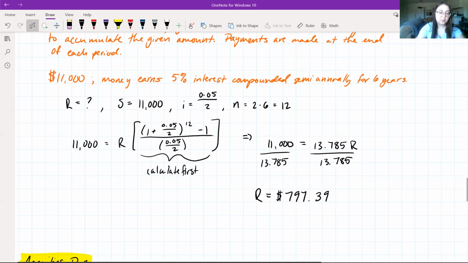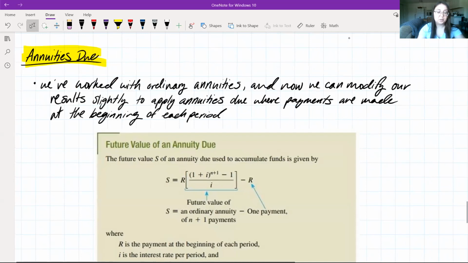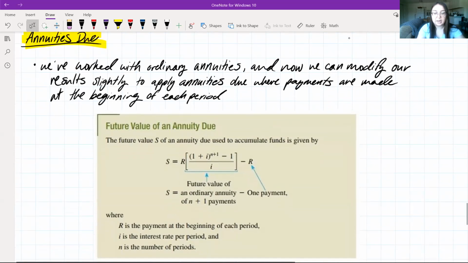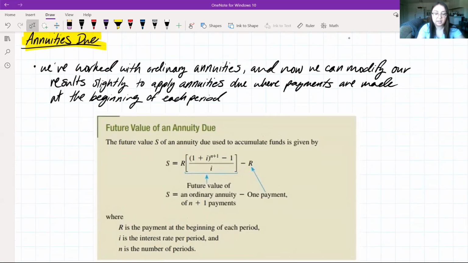Now we're going to get into annuities due. So we've worked with our ordinary annuities, and now we can modify our results slightly to apply annuities due where payments are made at the beginning of each period. So now instead of at the end of each period, we're working with the beginning of each period.